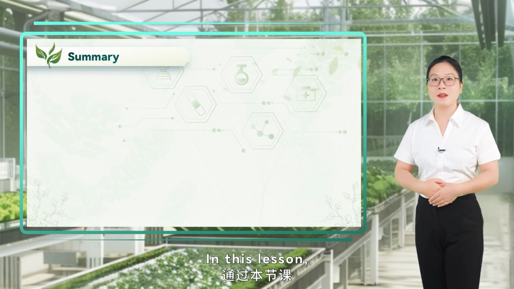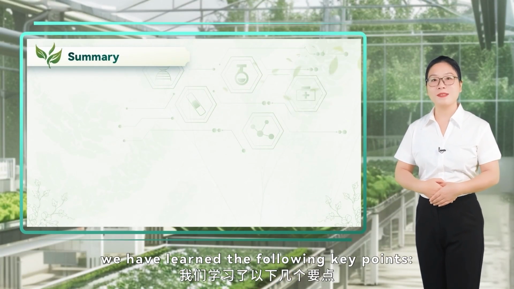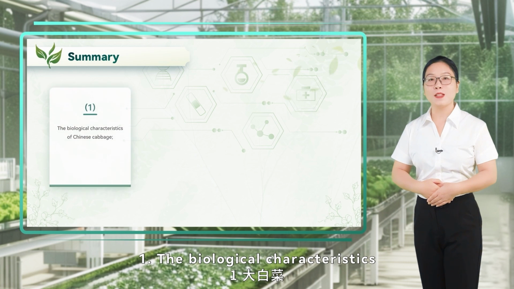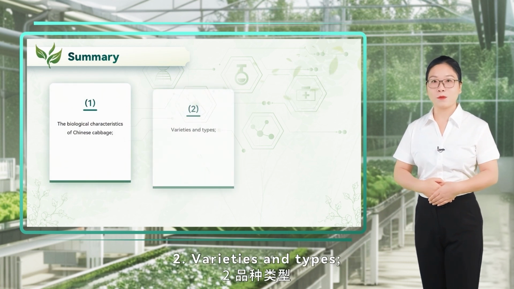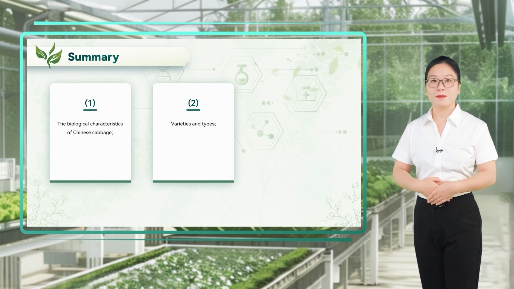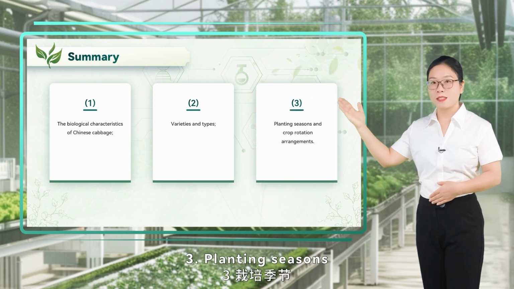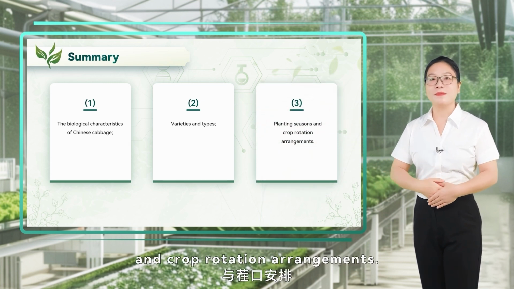In this lesson, we have learned the following key points. 1. The biological characteristics of Chinese cabbage. 2. Varieties and types. 3. Planting seasons and crop rotation arrangements.